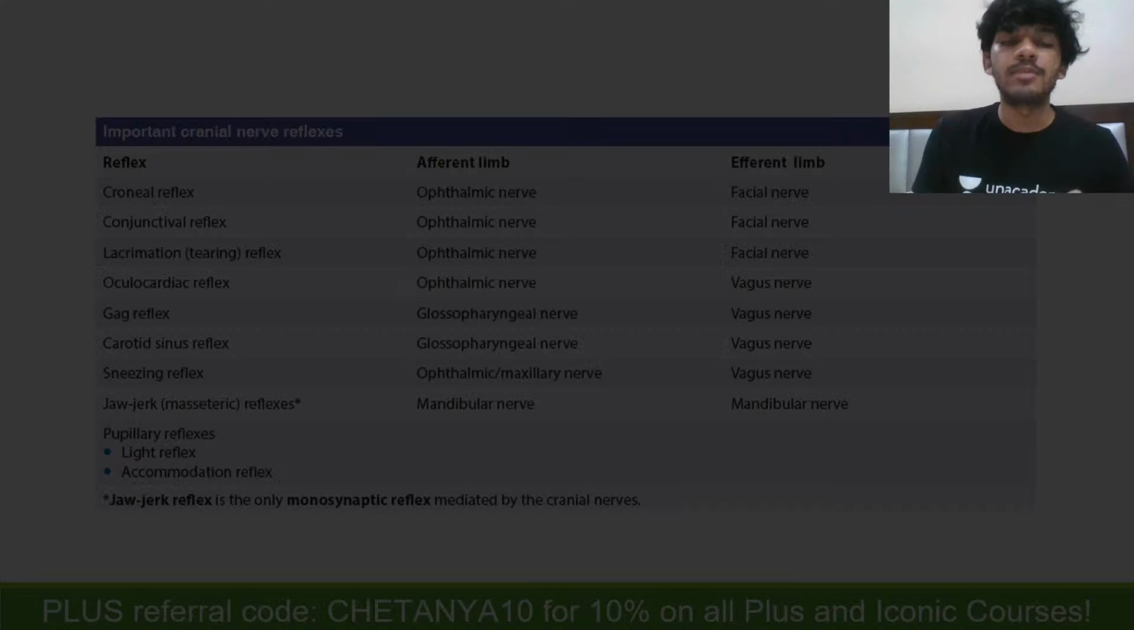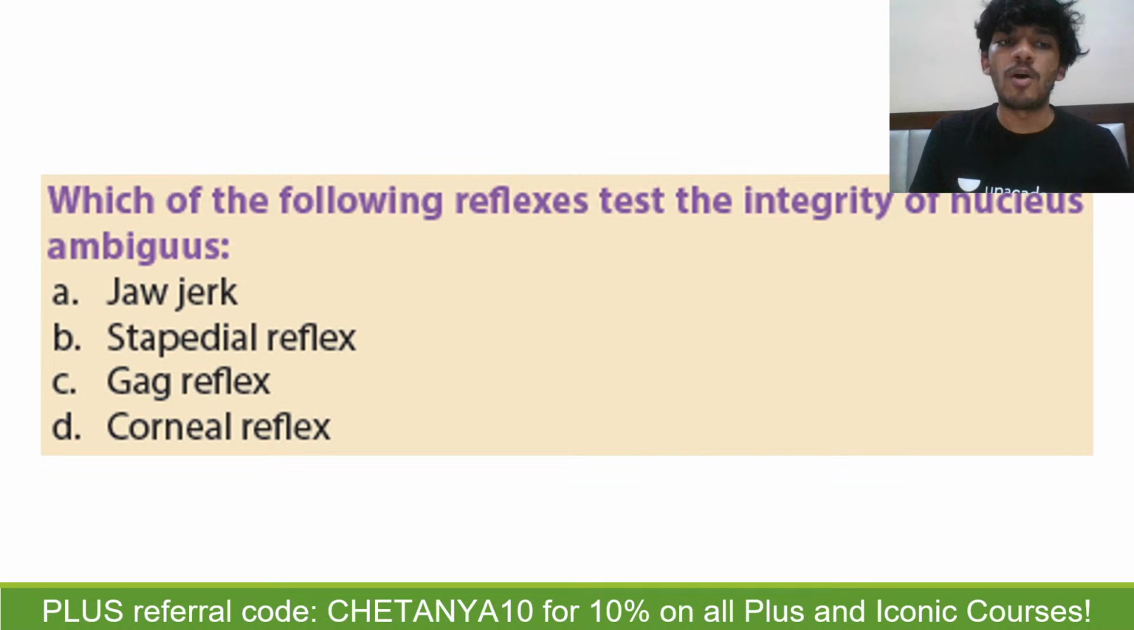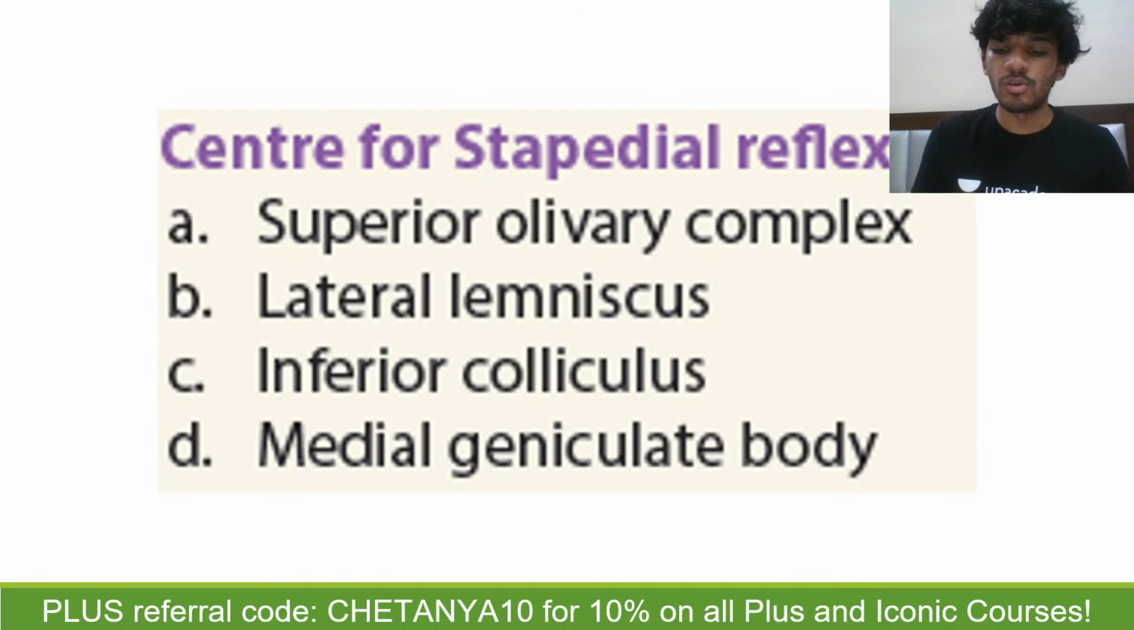In this, remember that the mesencephalic nucleus receives proprioceptive fibers. It is the only monosynaptic reflex, the jaw jerk reflex.